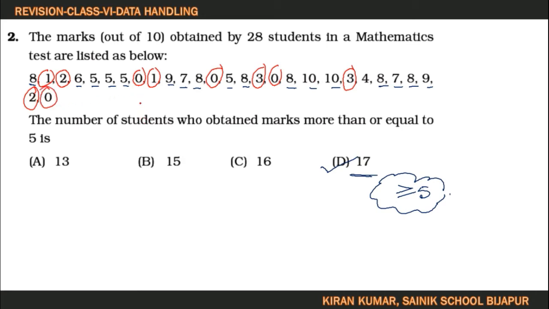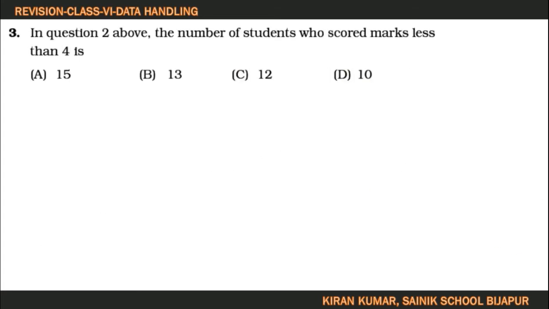Since in the question it's less than 4 marks, it's not less than or equal to, so I have to leave this 4. So totally there are 10. So the option D is having 10 students, so option D is the right answer.